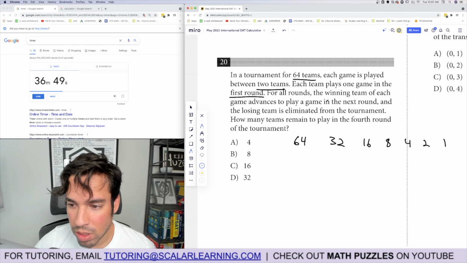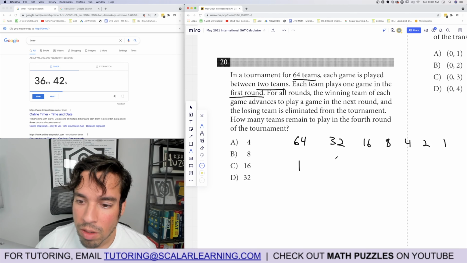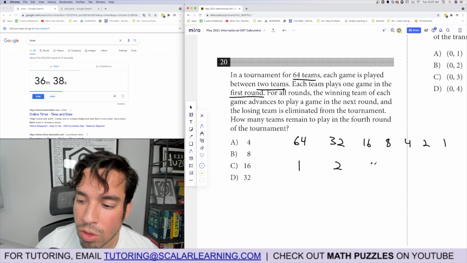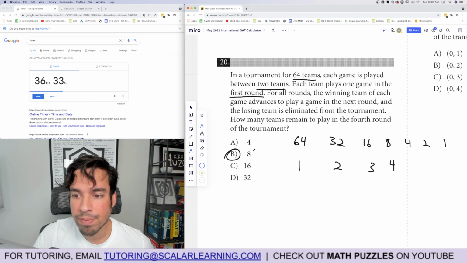Let me make sure I understood it. The winning team of each game advances to play a game in the next round. The losing team is eliminated. Okay, so this is the 1st round. Teams remain to play in the 4th round. So there's 64 teams. Here's the 2nd round. We got 32. 3rd round, we have 16. 4th round. Yeah, I mean, pretty sure I did that right.